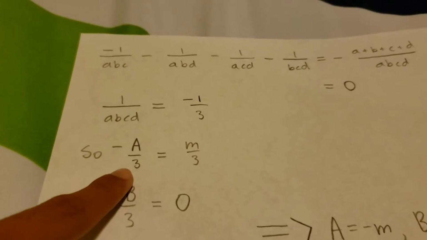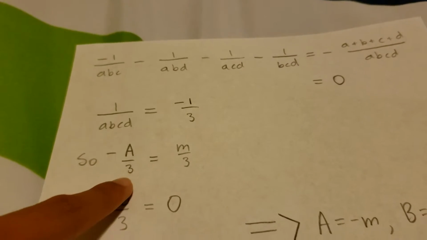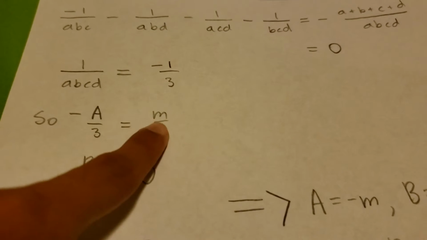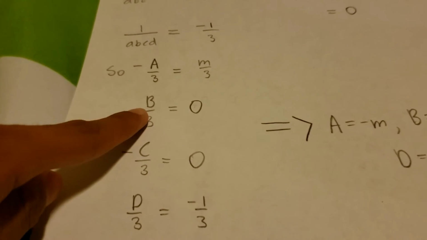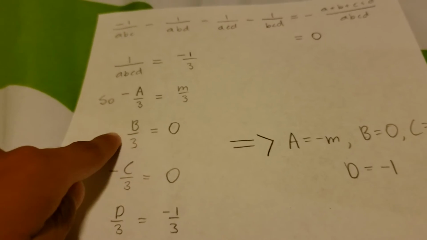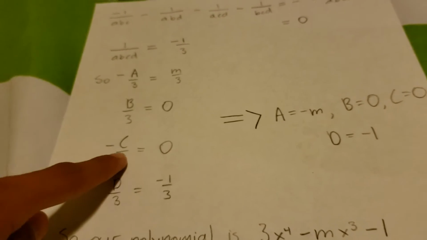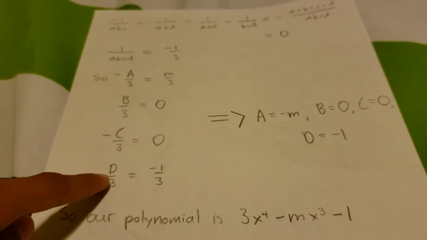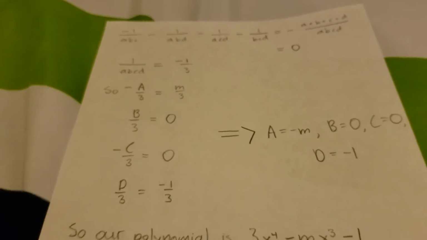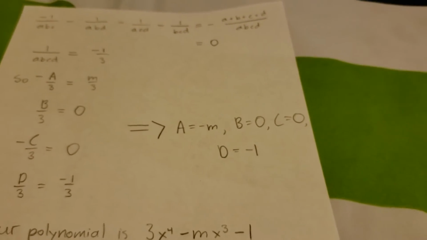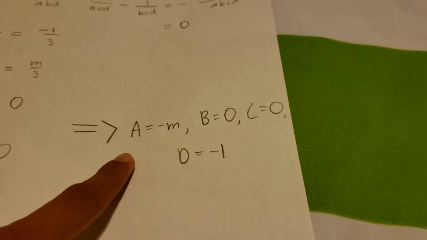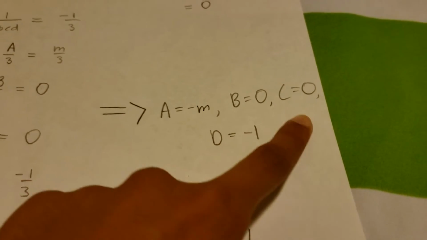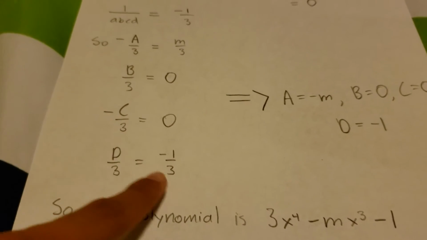So our first equation is -A/3, that's the coefficient of our x cubed term, is just equal to m/3. Second equation is b/3 is just 0. Of course, this implies b is 0. Third equation, c is just 0 because -c/3 is equal to 0. And our fourth equation is d/3 is -1/3. And just solving with basic multiplication, a is equal to -m because the 3's cancel. B is equal to 0, c is equal to 0, and d is equal to -1 because the 3's cancel once more.